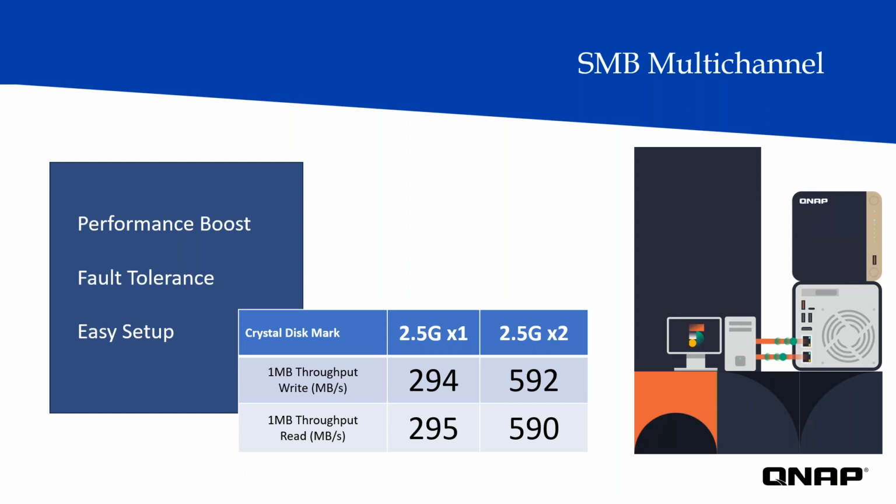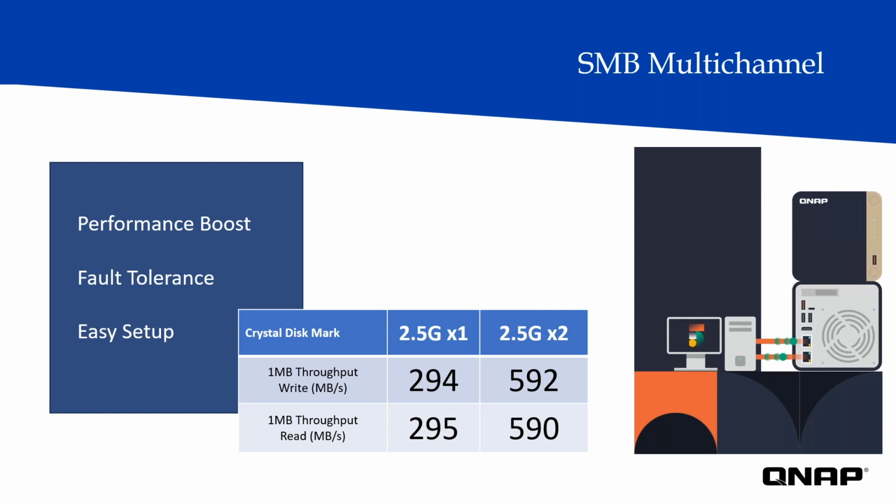This is somewhat similar to link aggregation, but a key difference here is that you don't need a managed switch to enable this, and there isn't any complicated network configuring required to get this working. You simply enable this in the NAS interface, and the rest is automatic. Another advantage to SMB multi-channel is fault tolerance.